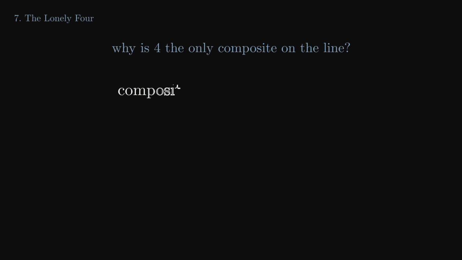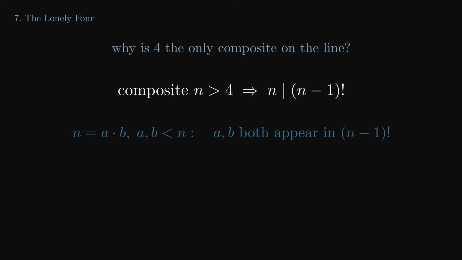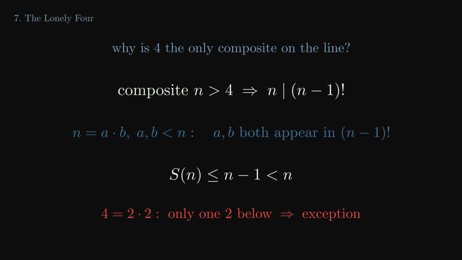Because for every composite number bigger than 4, the number divides the factorial just below it. Here is the idea. A composite past 4 can be split into 2 different factors, both smaller than the number, and both of those factors already appear separately among the terms below it in the factorial. Their product is therefore inside that earlier factorial, so the number divides it, and the answer comes in strictly below the number. Only 4 is too small for that trick to have room to work, since 4 is 2 times 2, and there is just one 2 to go around down there.